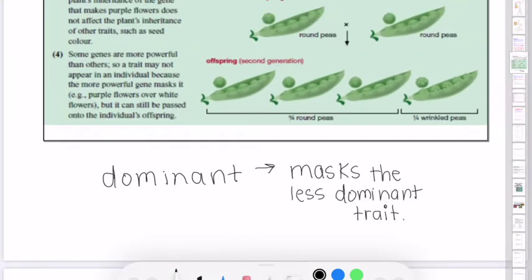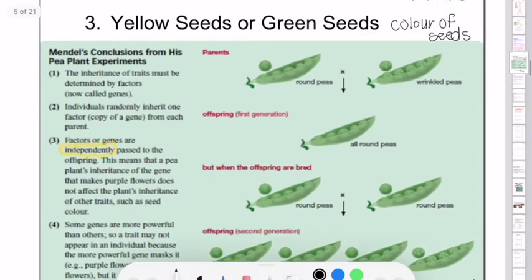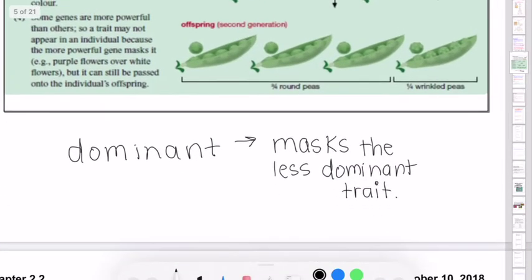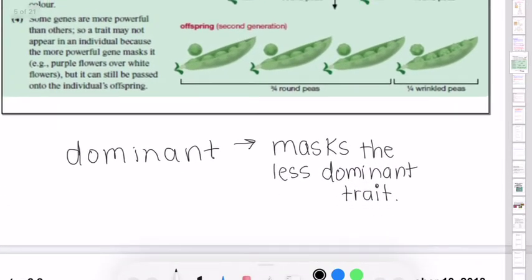Continuing on where we left off before, we were talking about Mendel and his experiments on peas and how they were concluding basically different traits of the peas. And then we found out that there's dominant genes or dominant traits that will mask the less dominant ones.